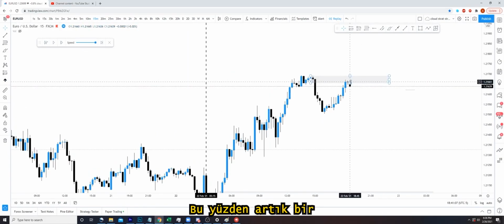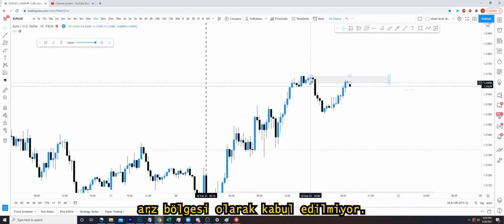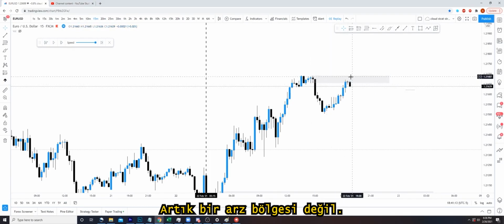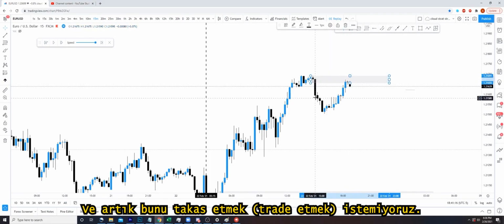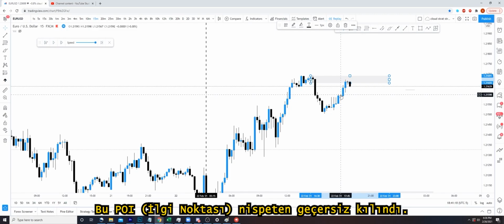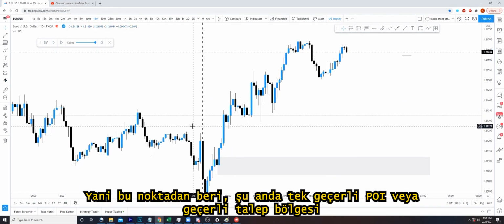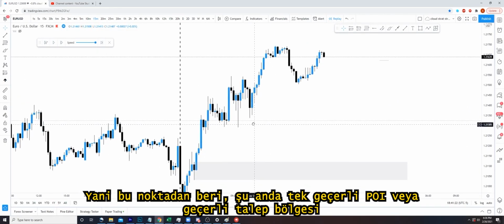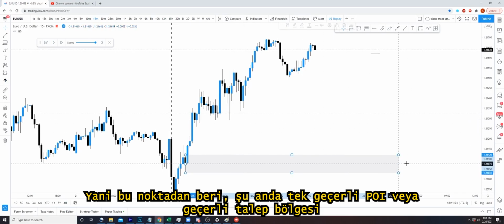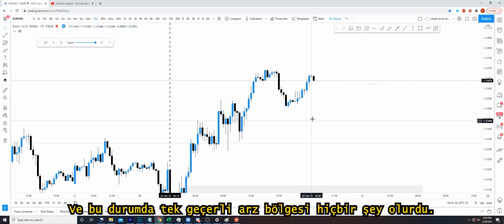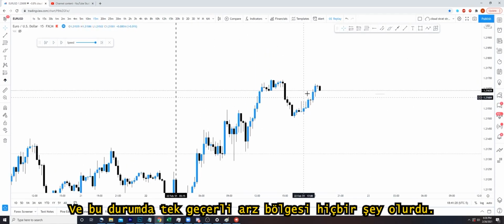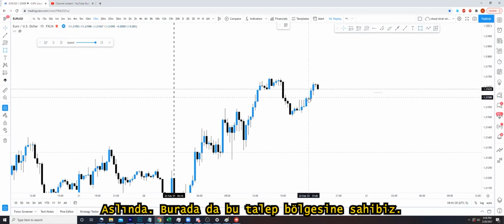This has now become mitigated, so it is no longer considered an area of supply. It's no longer a supply zone, and we don't want to be trading this anymore. This POI has been relatively invalidated. So since this point here, the only valid POI currently, or valid demand zone, is this one right here. And the only valid supply zone in this case would be nothing. Actually, we also have this demand zone right here, as you can see.